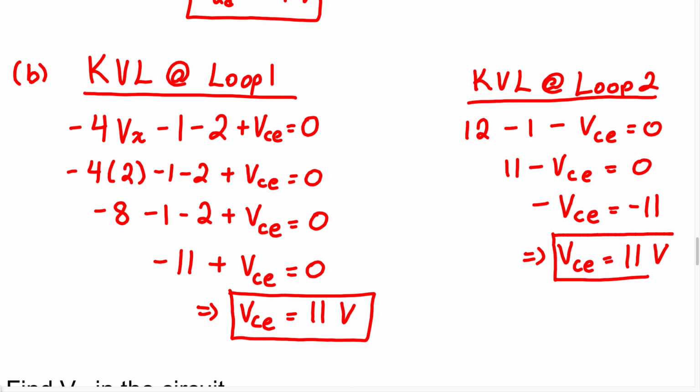So this is our answer when we did KVL at loop 2, which is the same answer we got when we did KVL at loop 1. As we can see, there are multiple ways we can solve these problems. It's really up to you, but the most important thing is to practice, practice, practice. That's the only way we can get better at these types of questions, and it'll be easier for us to understand.